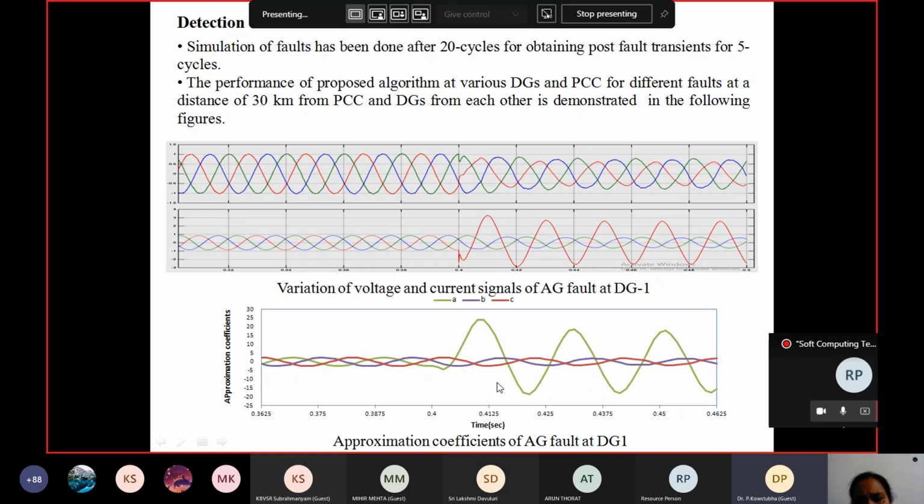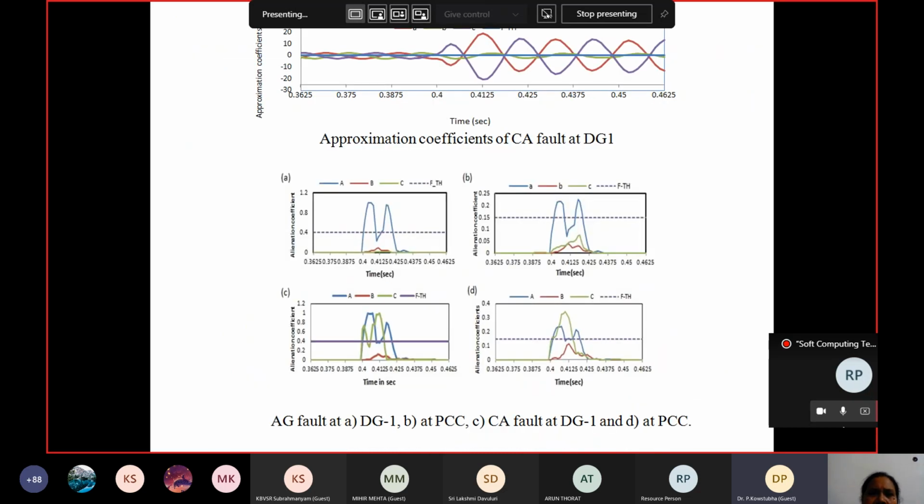Again, in the approximation coefficients, in a single phase we are having considerable change and a lot of transient change is taking place. That is also an AG fault. In A phase only we are getting that change. This is at DG1.